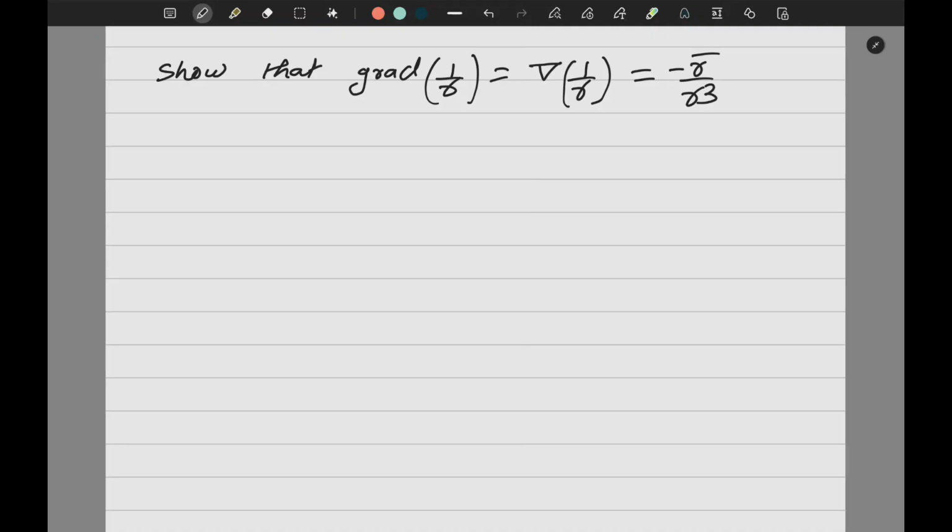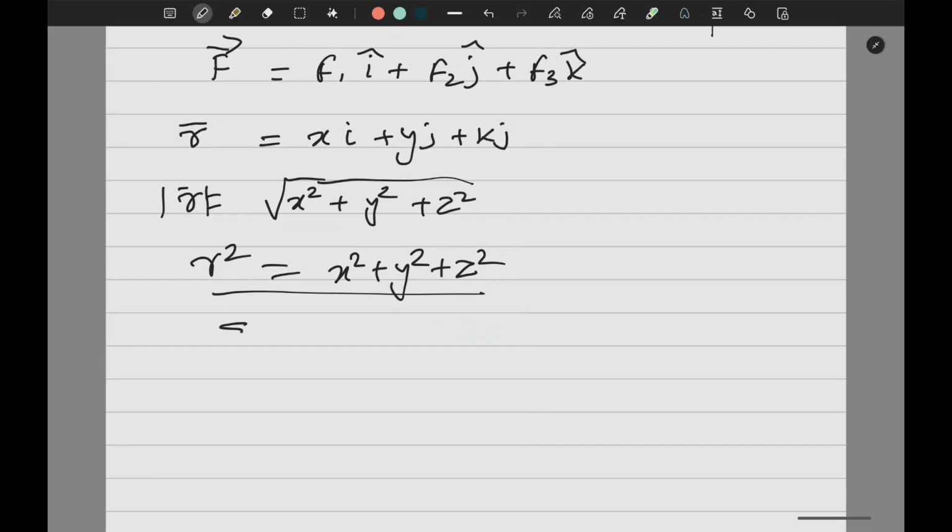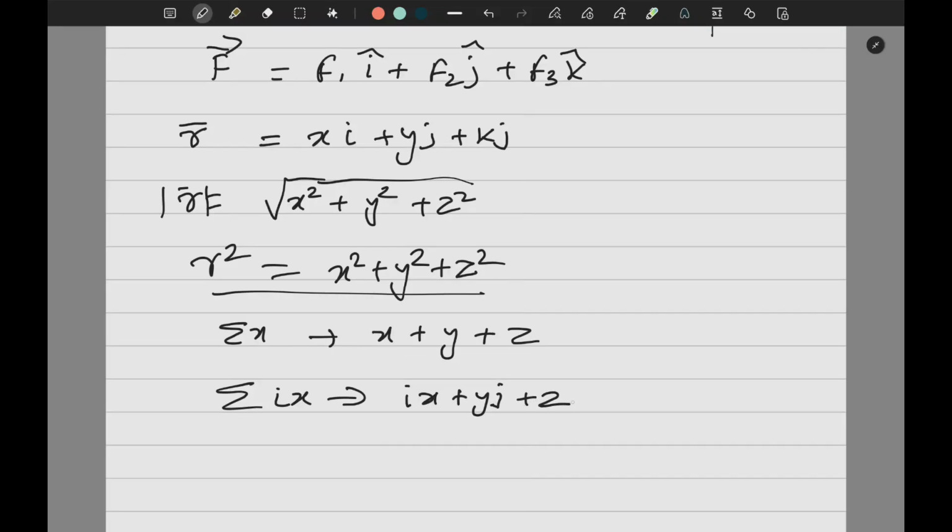See, there are two ways to handle the question. One is to write the whole expression, and one is using the summation. So first you understand the meaning of summation. See, when I am writing summation x, it means x plus y plus z when we are talking in 3 coordinates. If I am writing summation ix, it means ix plus yj plus zk.